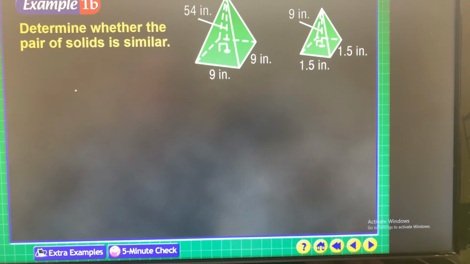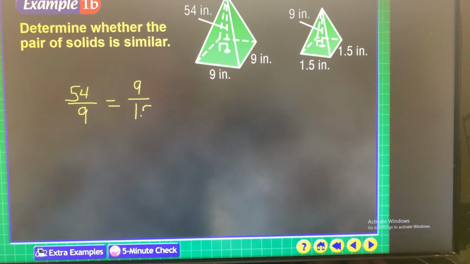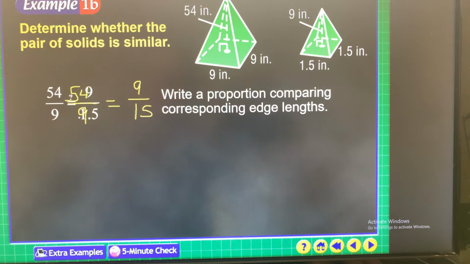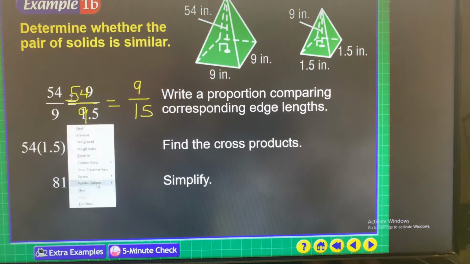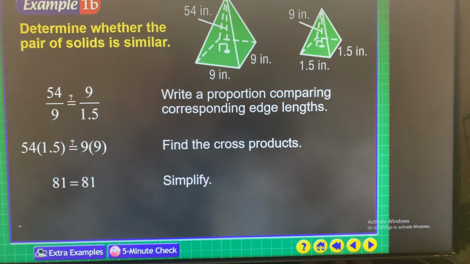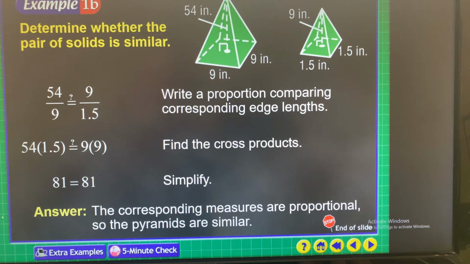This one, same thing. It doesn't matter how you set it up the first one, it just matters that you set the second one up exactly the same. So I went height over base. Make sure you go height over base on the next one. Do your cross multiplying, and in this case, you'll see that 81 does equal 81, and in this case, they are proportionate.